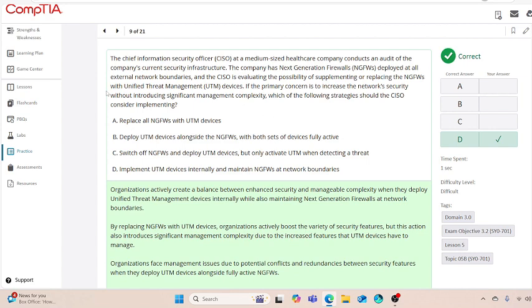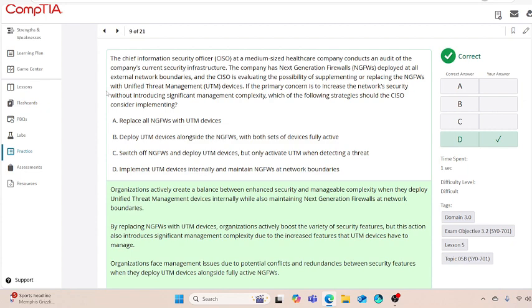The Chief Information Security Officer at a medium-sized healthcare company conducts an audit of the company's current security infrastructure. The company has next-generation firewalls deployed at all external network boundaries, and the CISO is evaluating the possibility of supplementing or replacing the NGFWs with unified threat management devices. If the primary concern is to increase the network security without introducing significant management complexity, which of the following strategies should the CISO consider implementing?